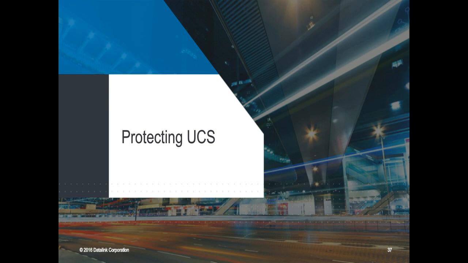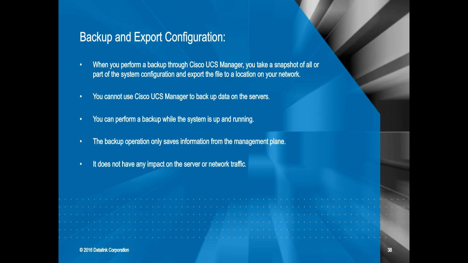All right, so we're going to go ahead and go into protecting your UCS system. We want to talk a little bit about backup and export configurations. When you perform a backup through Cisco UCS Manager, you take a snapshot of all or part of the system configuration and export that file to a location on your network. You cannot use Cisco UCS Manager to back up the data on the servers.